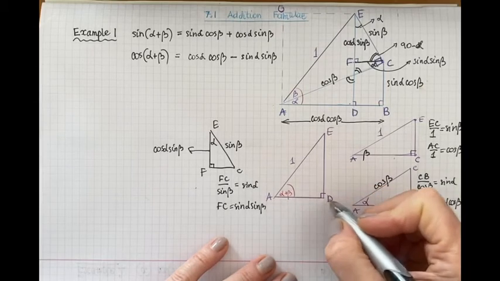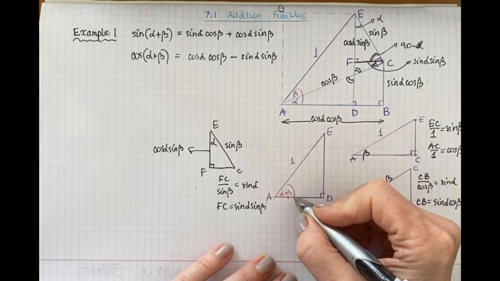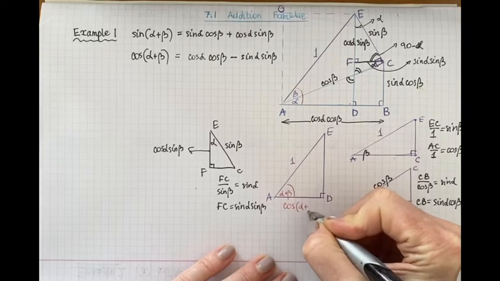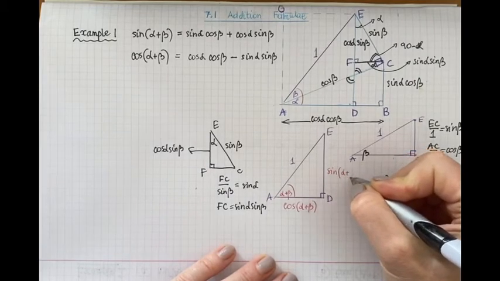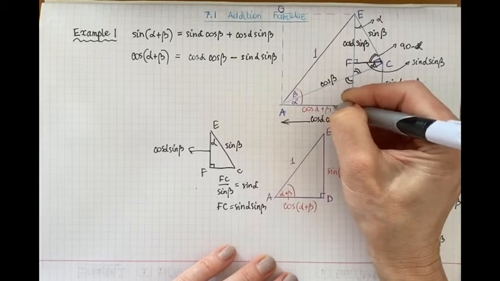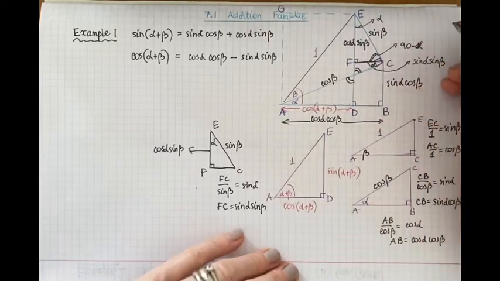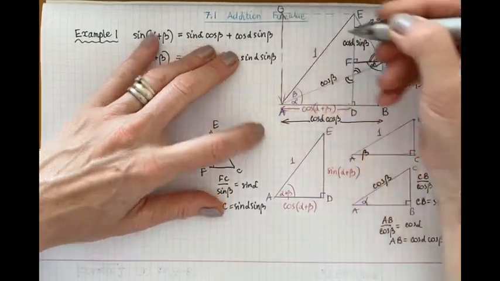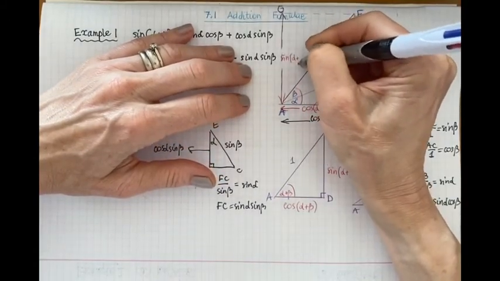So side AD is going to be AD over 1, which is equal to cos alpha plus beta. So this one will be cos alpha plus beta. And side ED will be sine alpha plus beta. There you go. So this one here is cos alpha plus beta. So that's this length. And this length over here, let me just put it, okay, I did not allow enough room for there. So this is why we've got AG here. This is going to be sine alpha plus beta.